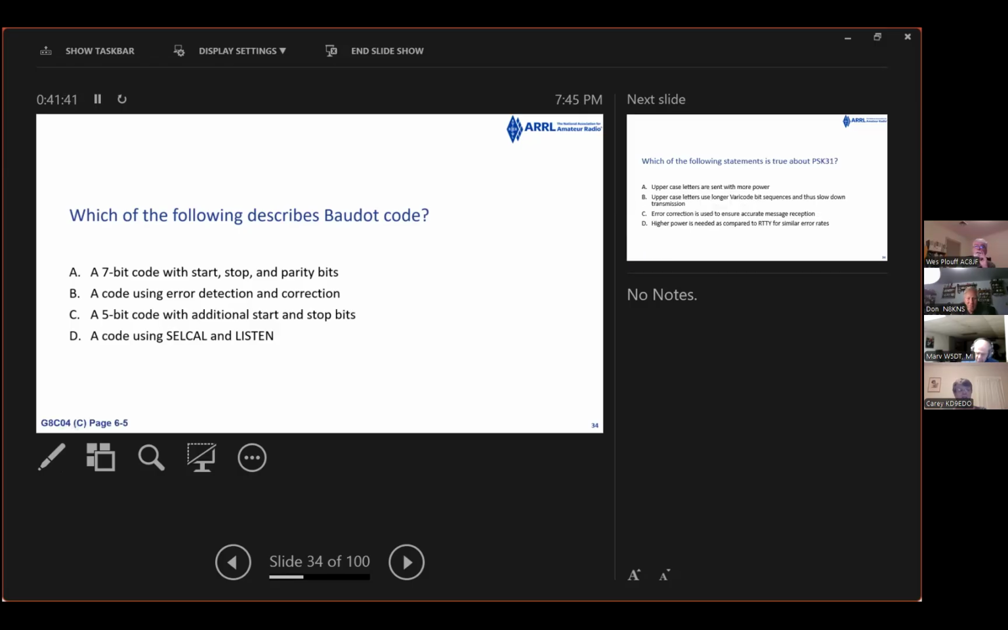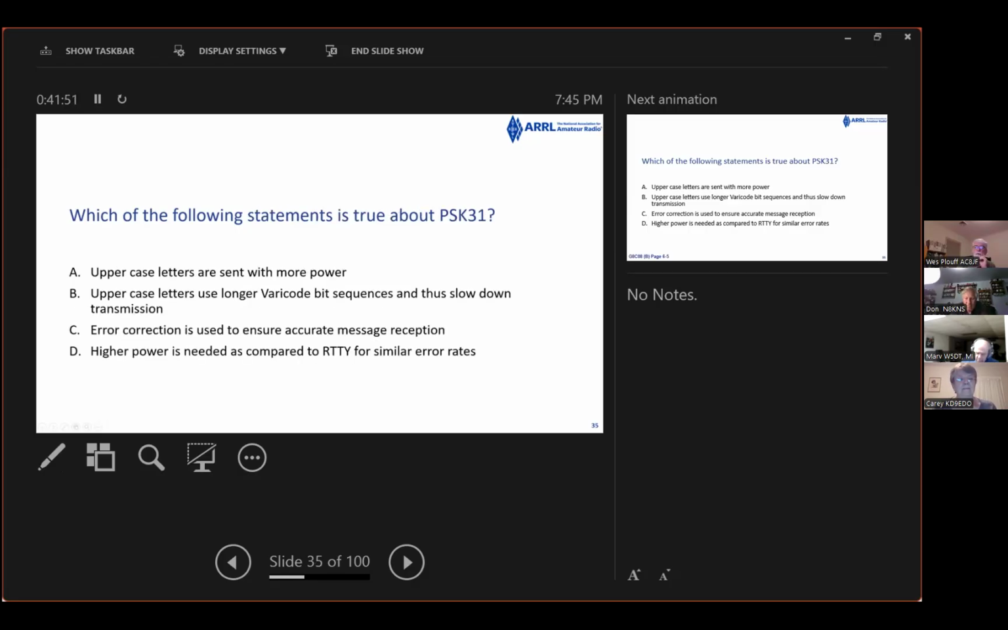Anyway, this is the answer. Pretty Greek to me. Okay, well, the answer is Baudot code used for radio teletype is a 5-bit code with start and stop bits.